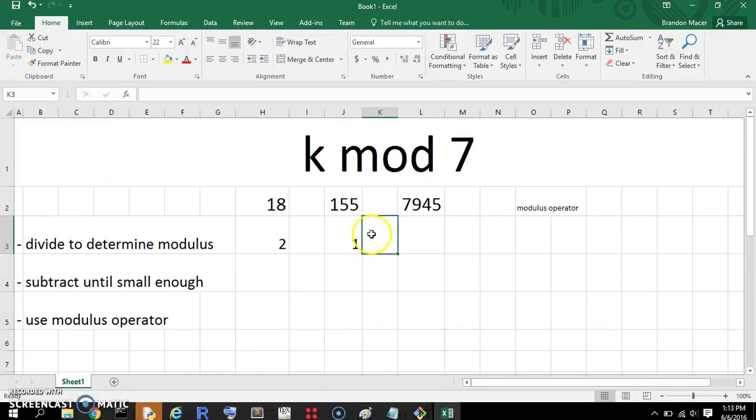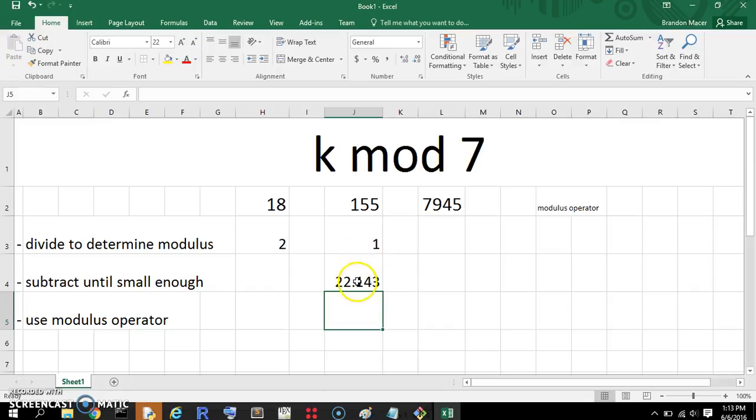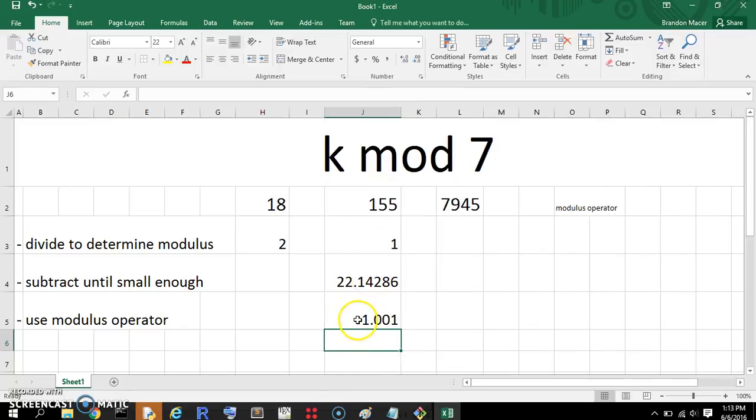And the same thing would have happened if we divided 155 by 7. The remainder, if we multiply the quotient by 7, will get us close to 155. There's extra remainder, so that is what's left. But the remainder is 1, and subtracting until we get a small enough value also gives 1.